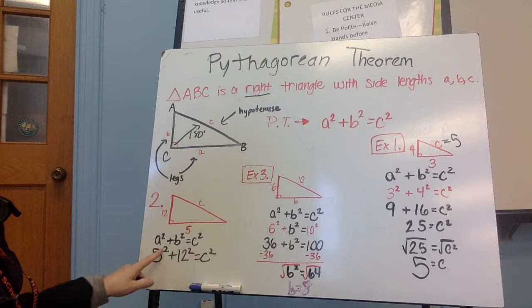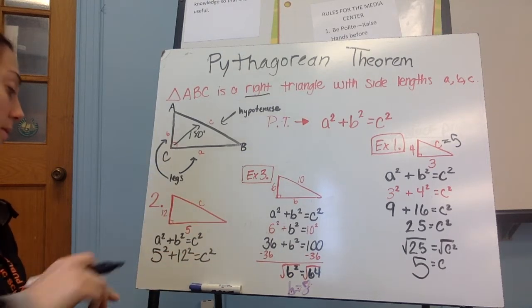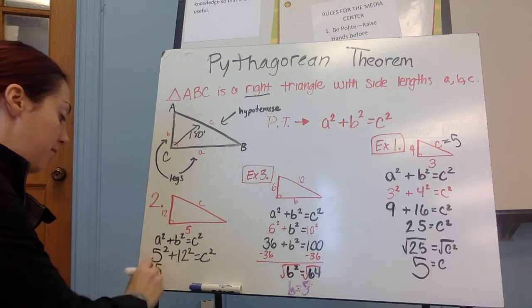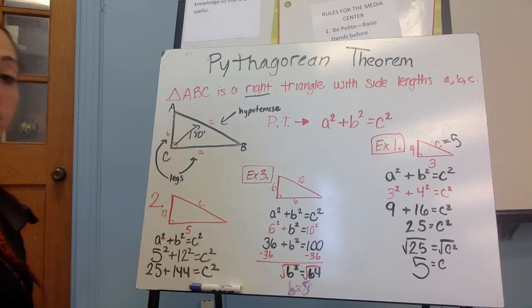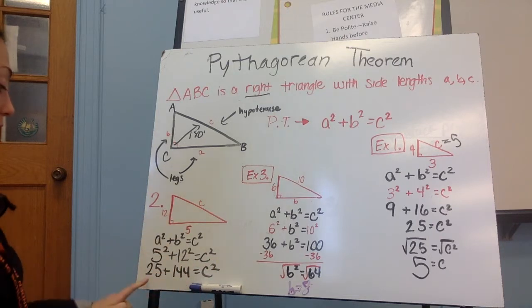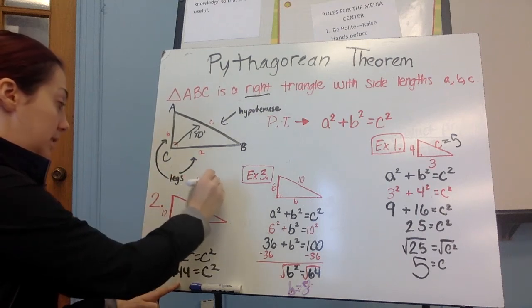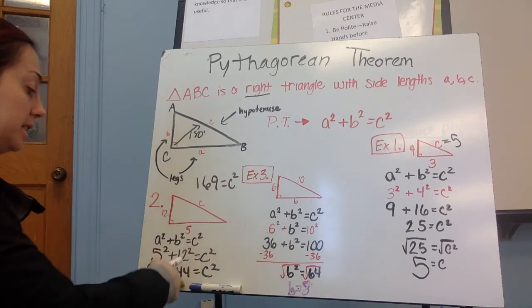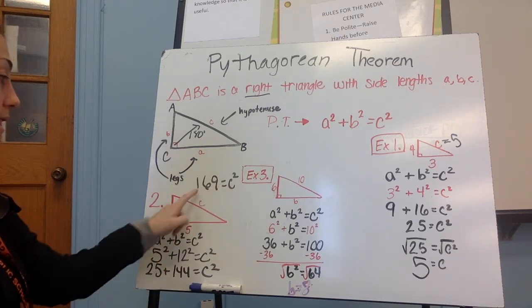I've got 5 squared plus 12 squared equals c squared. And now I just need to do the math. 5 squared is 25, 12 squared is 144, and c squared is still c squared. Don't add across. Remember, write below. 25 and 144 is 169. And again, you're writing this below. I just want you to be able to see it, so I'm writing it up here. So I have 169 equals c squared.